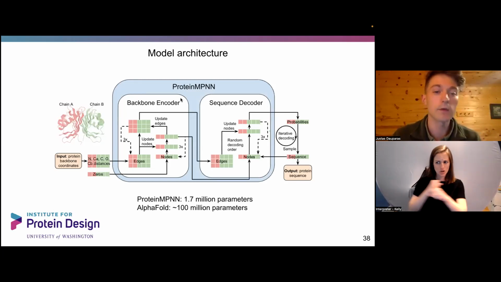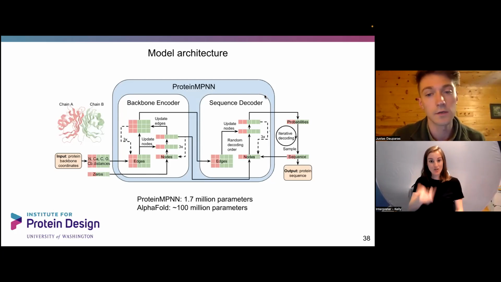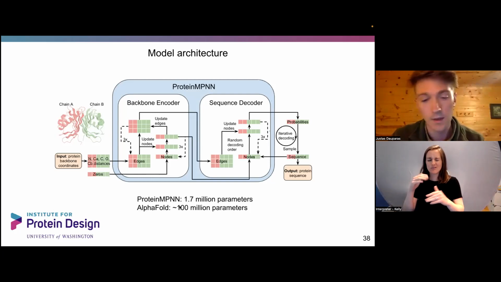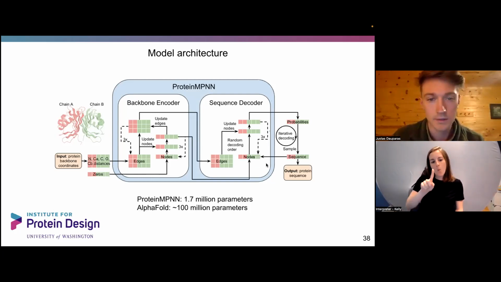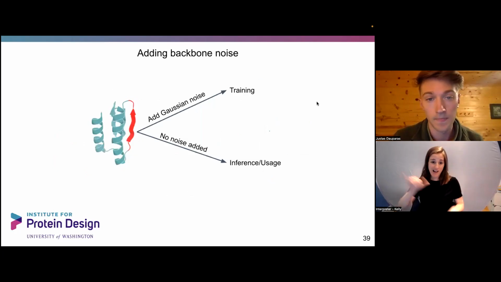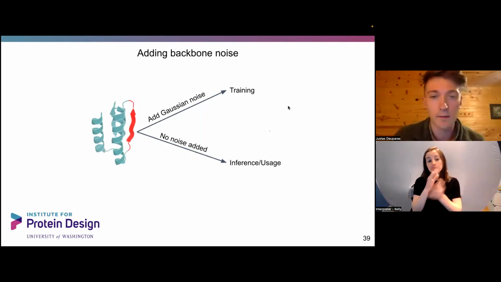So the model architecture is really lightweight. It's about 1.7 million parameters. So just 3 encoder layers, 3 decoder layers. The hidden dimension is 128, comparing with AlphaFold, which has about 100 million parameters. So this is really cheap to run even on CPUs, and can run on really big proteins like 10,000 residues or more.